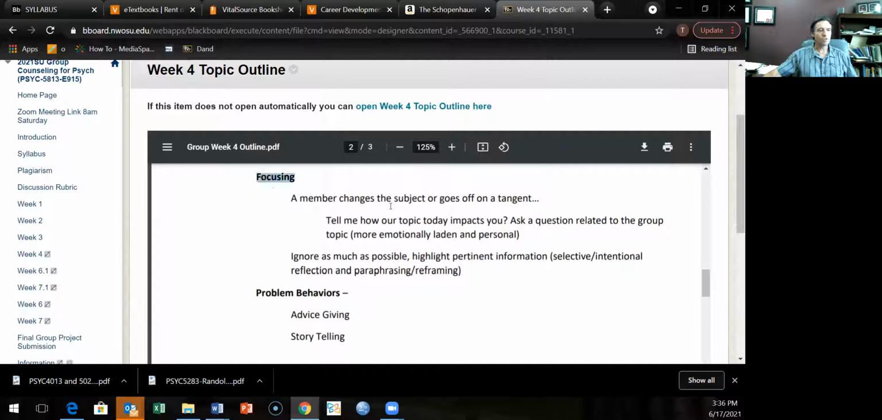Focusing. So you can draw focus to particular, hopefully deeply emotional topics when you're group leader. If a member goes off on a tangent, you can ask them directly how that impacts them specifically today, or ask a question related to the group topic. You can ignore that as much as possible, highlighting pertinent information. So you can be selective and intentional in your reflection, paraphrasing and reframing. We'll come back to that.